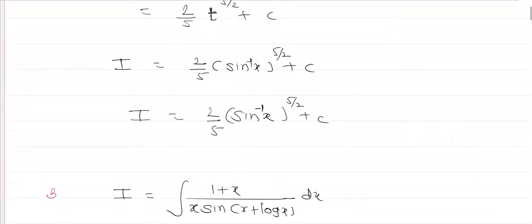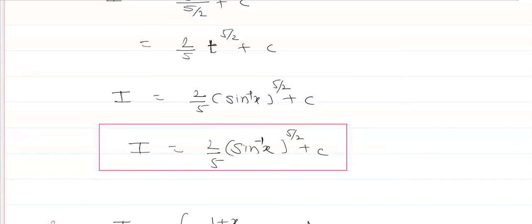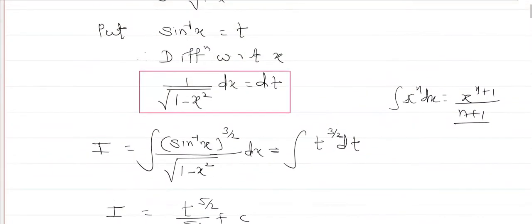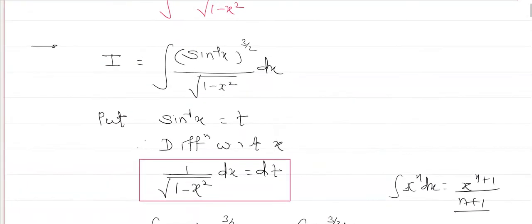This is the answer. And here I will write it here. This is the sine inverse of x. This is our answer, that is 2/5 sine inverse, and I can have this bracket. This is the answer. You can see this again.